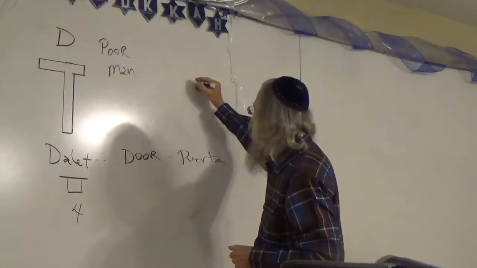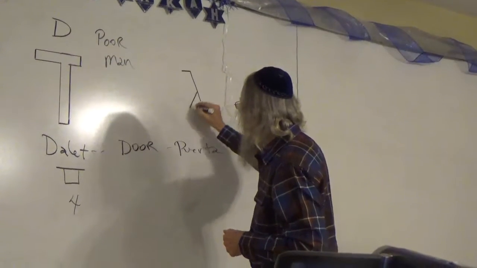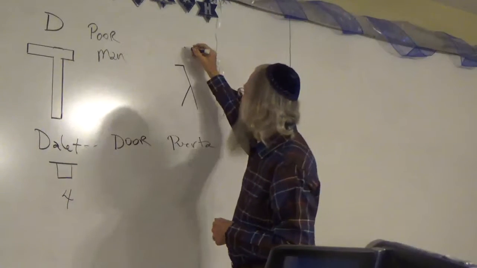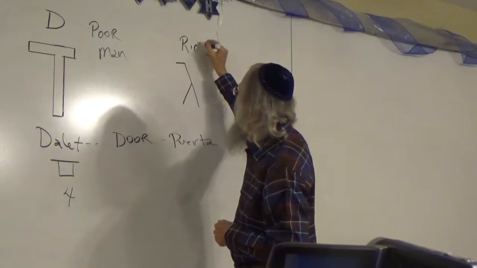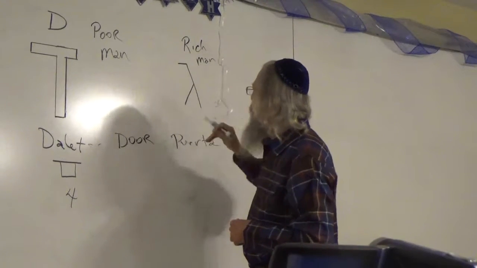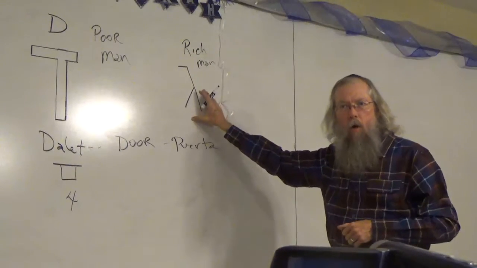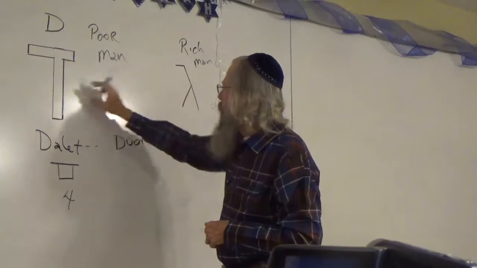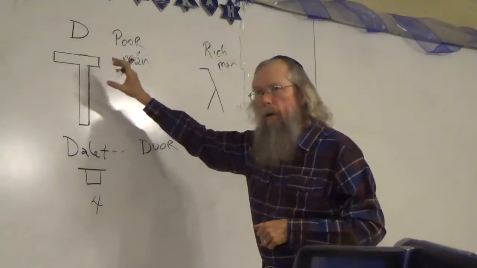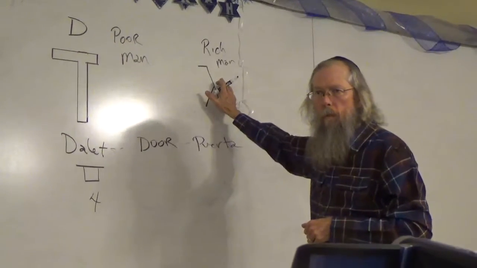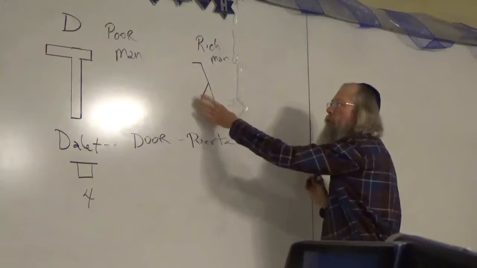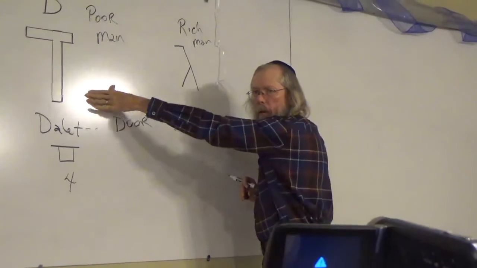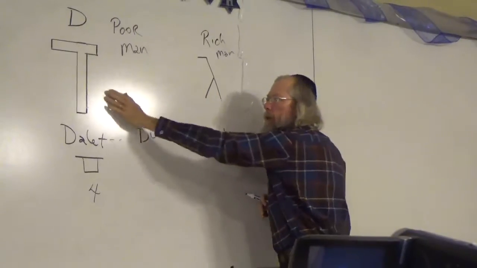Remember that we had the letter Gimel. Gimel is the rich man. Gimel es el hombre rico. Y esta es la relación entre Gimel y Dalet. Él es pobre, él es rico. Remember that the rich man, that the Gimel is facing to the Dalet. Gimel en contra Dalet.